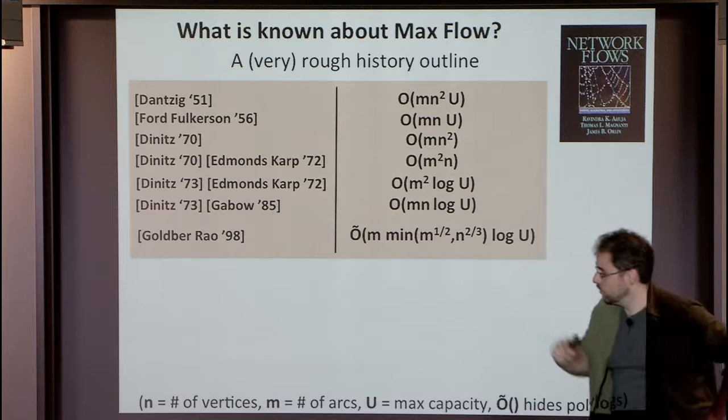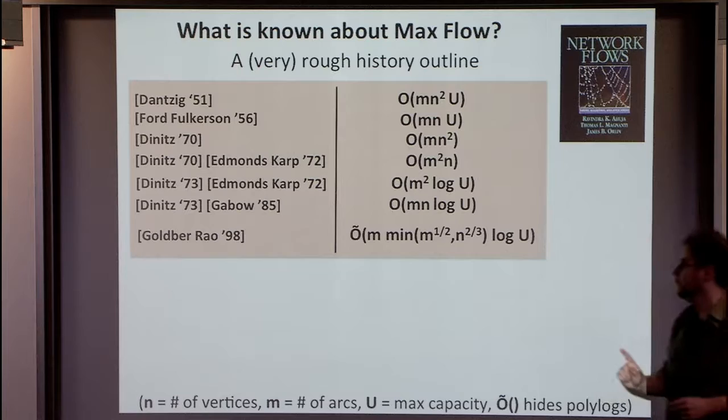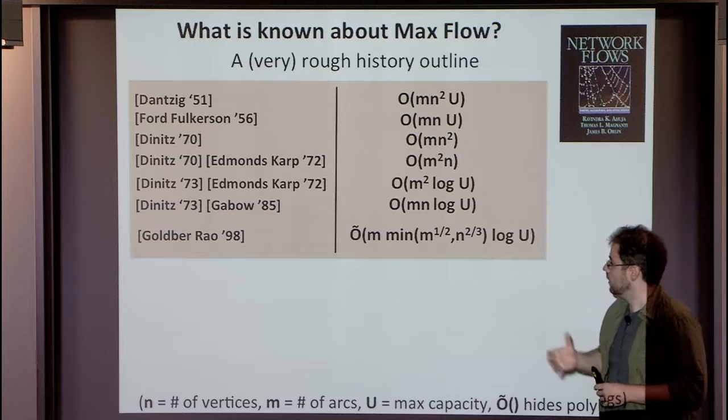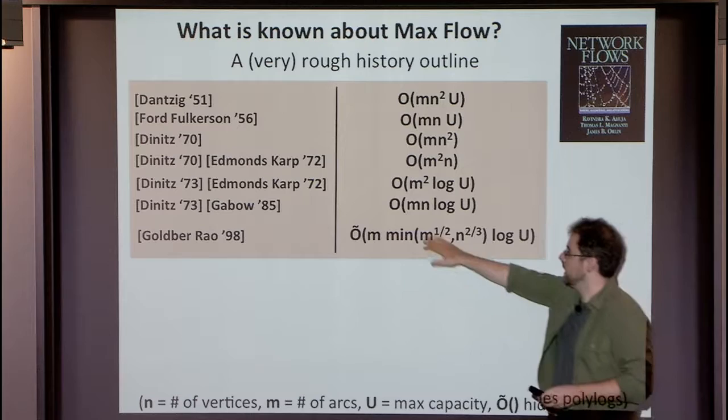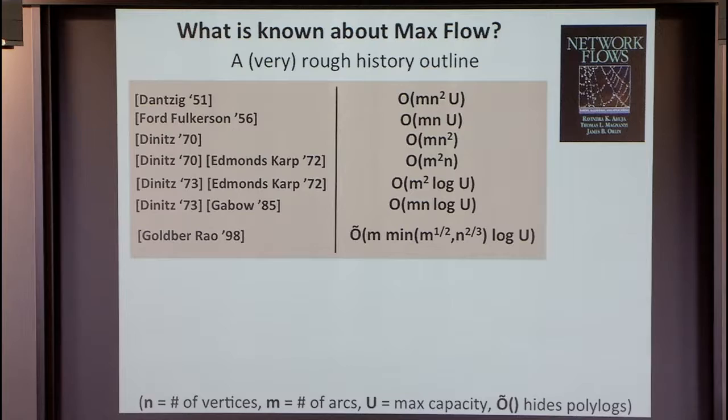But then there was a breakthrough by Goldberg-Rao, which essentially gave a running time which is the minimum of two terms: m to the 3/2 and n to the 2/3 times m. One of the important implications of that is that this breaks the m n barrier. And this was quite a surprise at that time. Okay, so this is roughly where things stand.